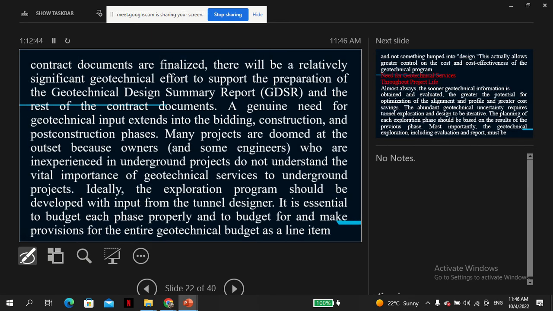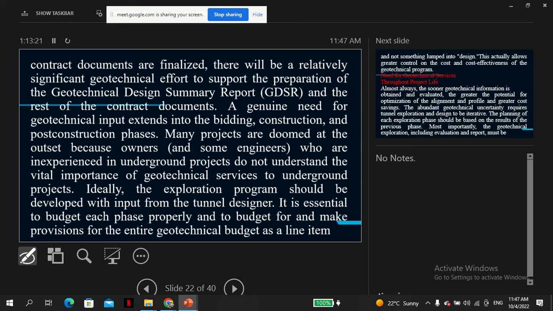When contract documents are finalized, there will be relatively significant geotechnical effort to support the preparation of the geotechnical design summary report, of course, and the rest of the contract documents. A genuine need for geotechnical input extends to the bidding, construction, and post-construction phases. Many projects are doomed at the outset, and I think I've said this before, because owners and some engineers who are inexperienced in underground projects do not understand the vital importance of geotechnical service to underground projects.